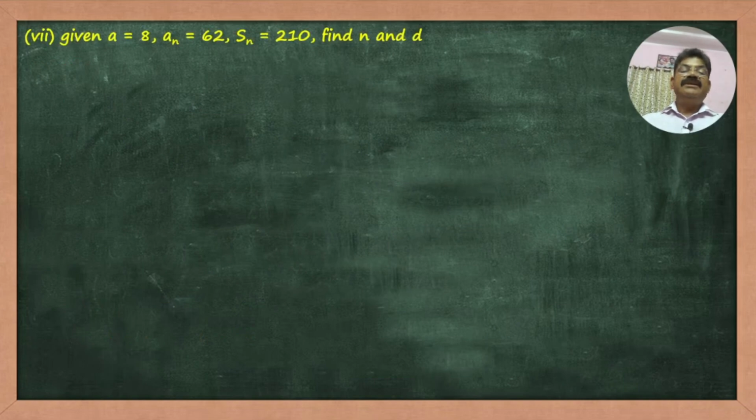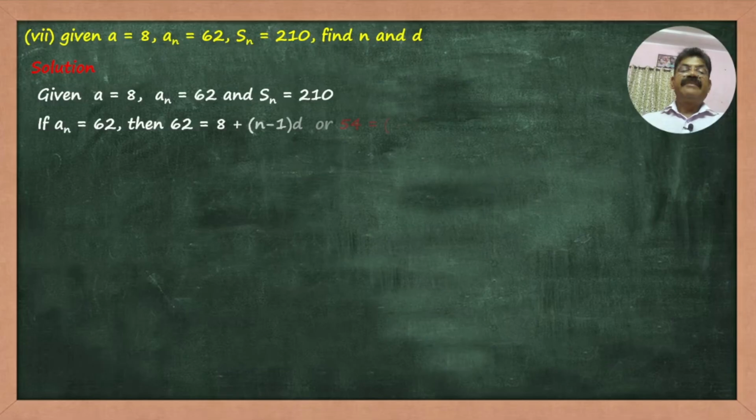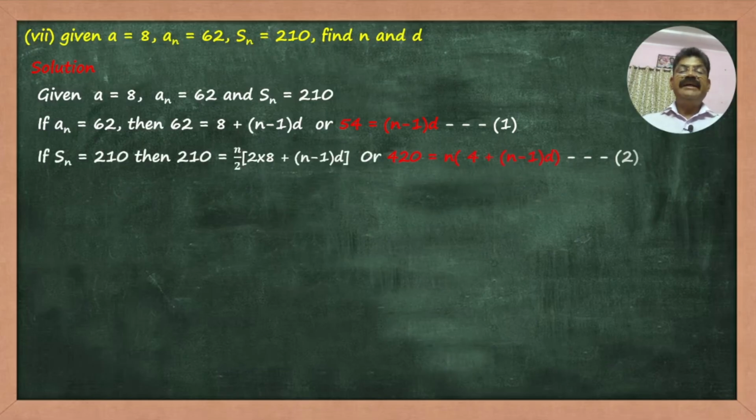Seventh problem. A is equal to 8, an is equal to 62, Sn is equal to 210. Find n and d. So, an is equal to 62 gives 54 is equal to n minus 1 into d. Sn is equal to 210. This implies 420 is equal to n into 4 plus n minus 1 into d.